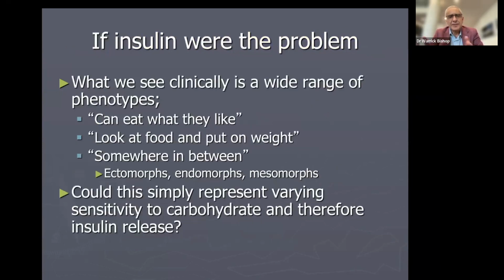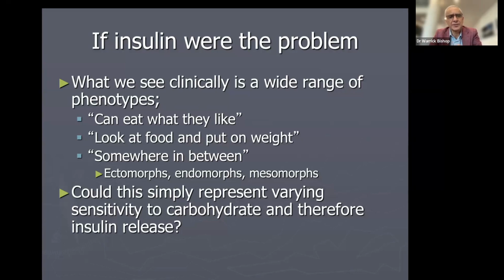So if insulin really is the problem, then how do we understand that a bit better? Because we do see people who can sort of get away with eating what they like. And we see people who put on weight readily. And we also see people who are somewhere in between. Now, this isn't a new description. This has been described as ectomorphs, endomorphs, and mesomorphs way before my time.